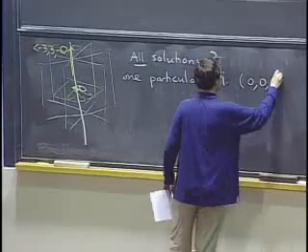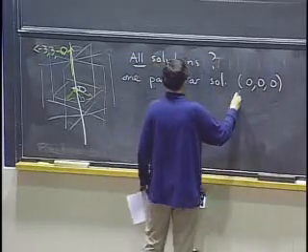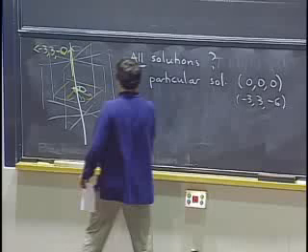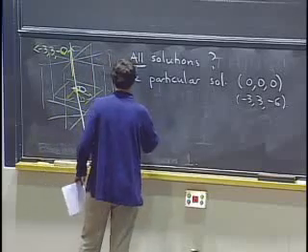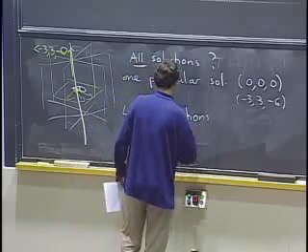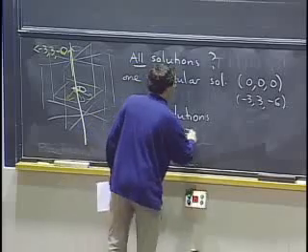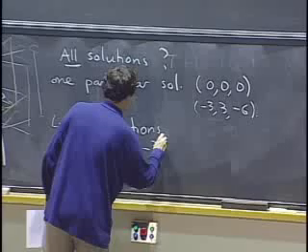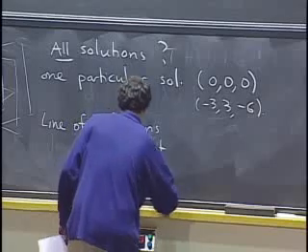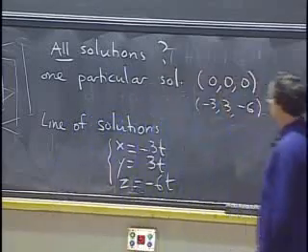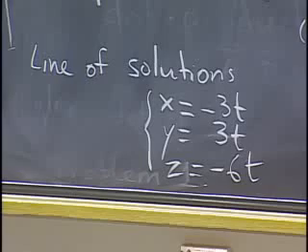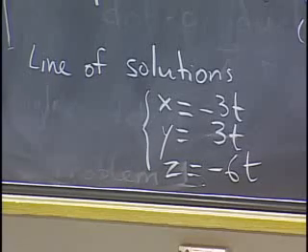Zero, 0, 0. Actually, we have found another one too, which is -3, 3, -6. But anyway, so now the line of solutions has parametric equation x equals -3t, y equals 3t, z equals -6t, or anything proportional to that. Okay, so that's how we would find all the solutions if we wanted them.